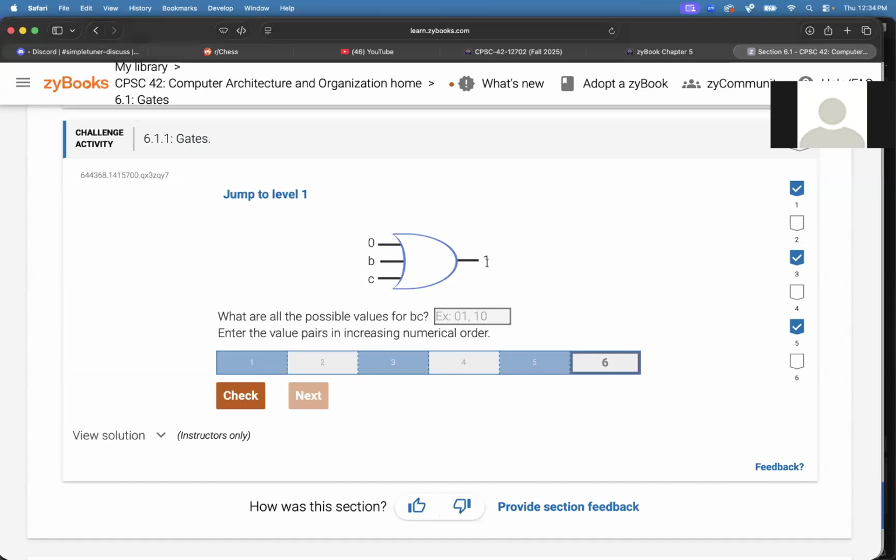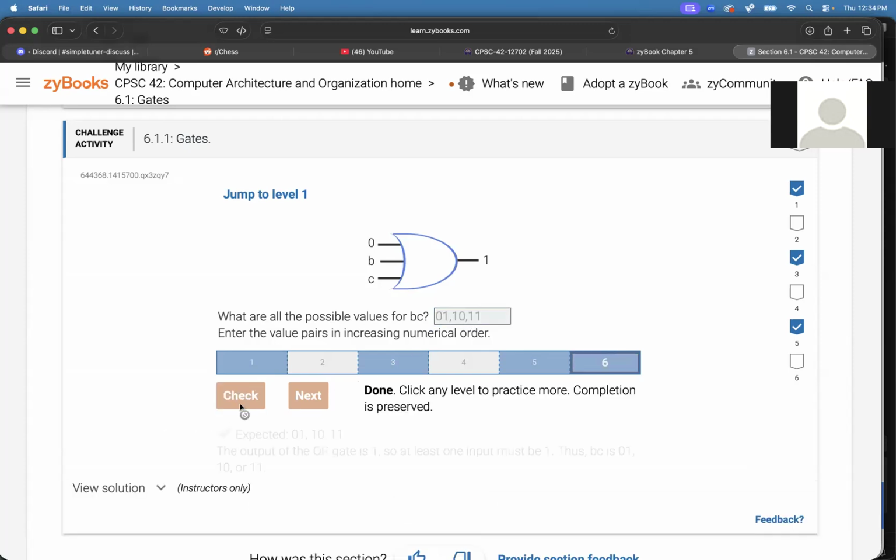Similar here. The output is a one, which means there's got to be at least one over here. Since we see that there's a zero, that means we need at least one out of these two. So you just need to list all the combinations where at least one of B and C are one, in order. So that'd be 0, 1, or 1, 0, or 1, 1, I think. There we go.